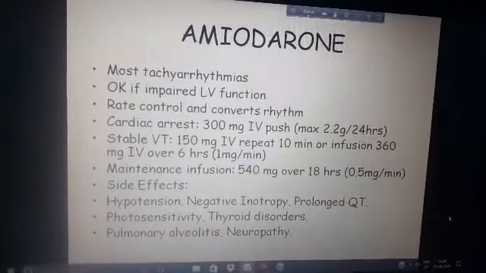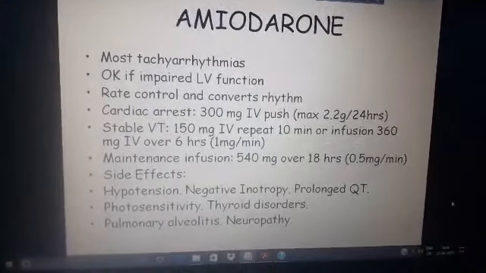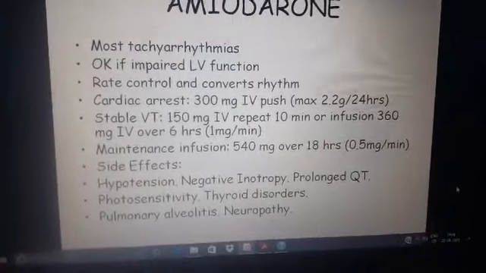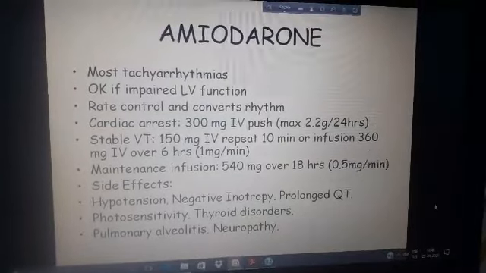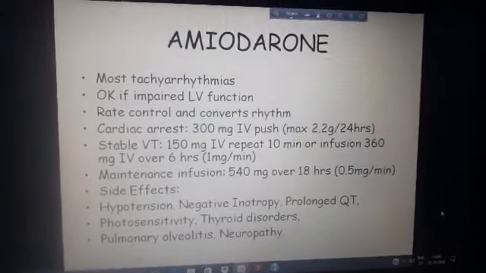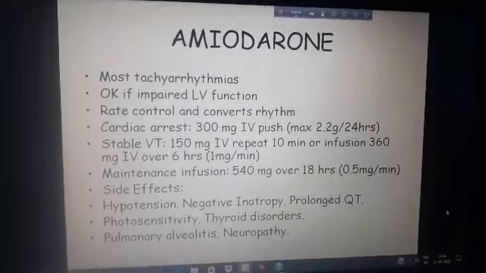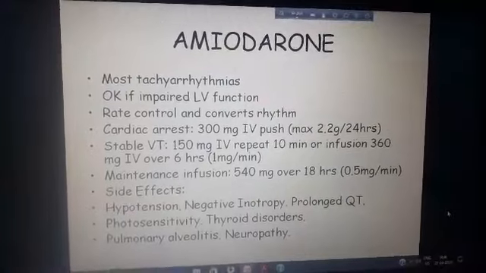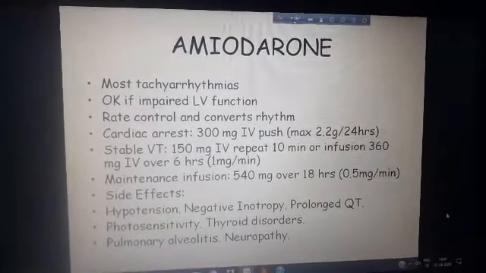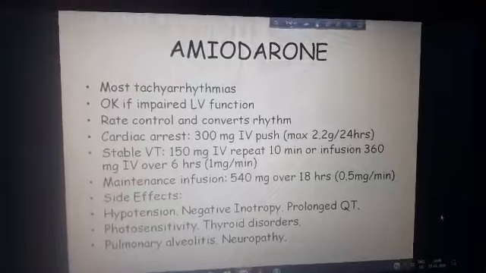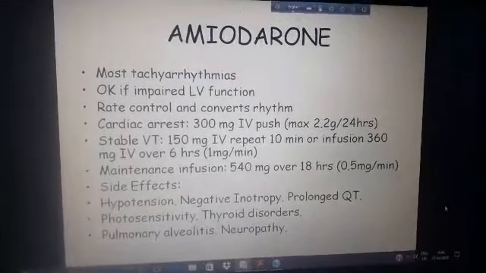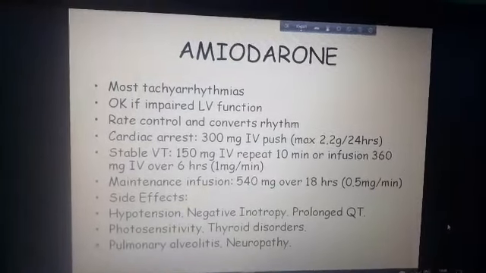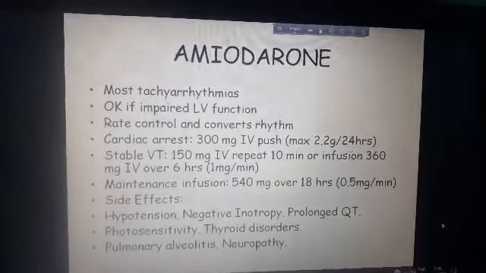It can cause photosensitivity, and it can cause thyroid disorders, both hypothyroidism as well as hyperthyroidism, because amiodarone contains a significant amount of iodine, and iodine, if overdosed, can block thyroid hormone synthesis, and thus it can cause hypothyroidism. Whereas in some patients it can cause excess release of thyroid hormone, and then it causes thyrotoxicosis. So both hypothyroidism and thyrotoxicosis can happen with amiodarone. That's why we have to check thyroid hormone levels frequently.